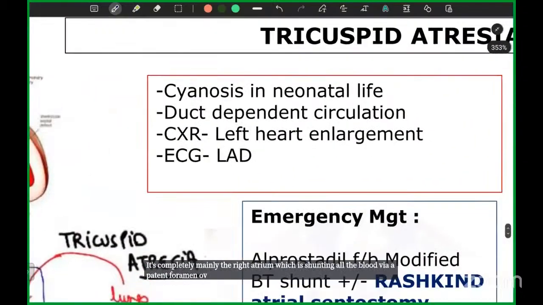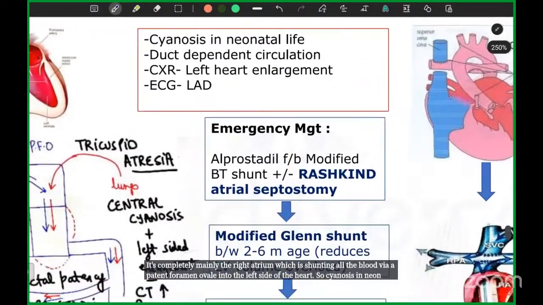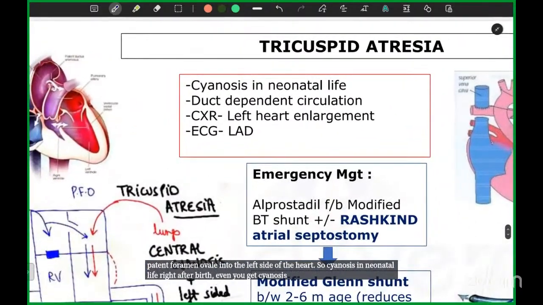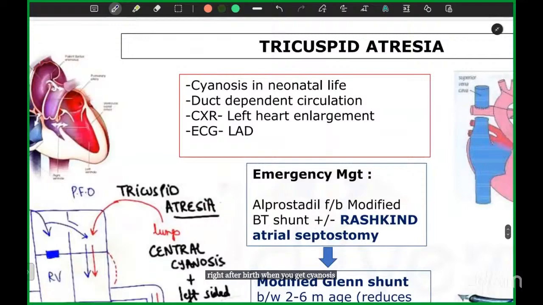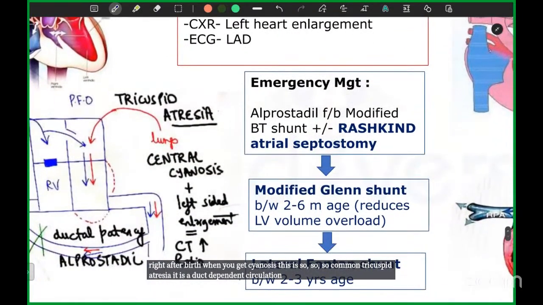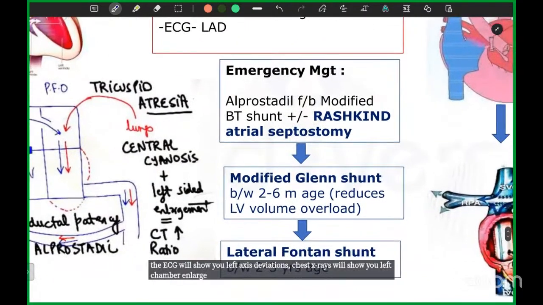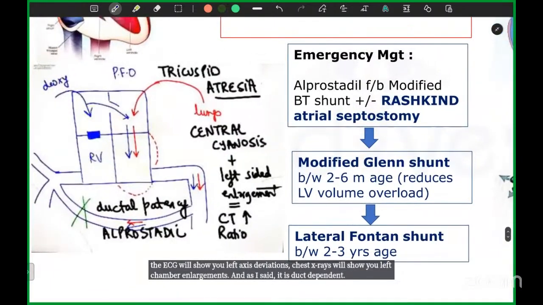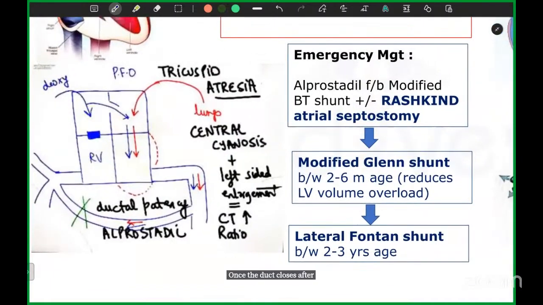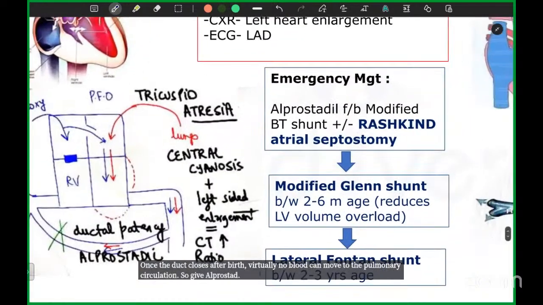side of the heart. So cyanosis in neonatal life, right after birth, when you get cyanosis, this is so common in tricuspid atresia. It is a duct dependent circulation. The ECG will show you left axis deviation, chest X-rays will show you left chamber enlargements, and as I said, it is duct dependent. Once the duct closes after birth, virtually no blood can move to the pulmonary circulation. So give alprostadil followed by a modified BT shunt.